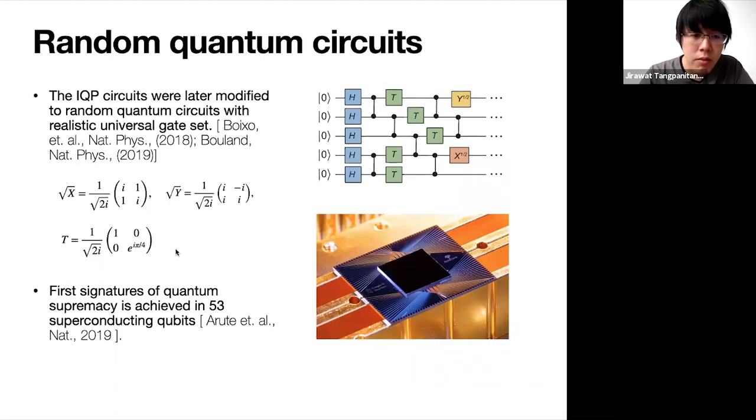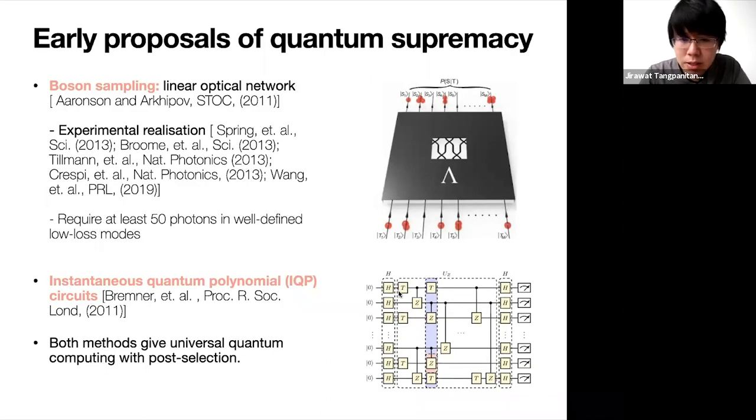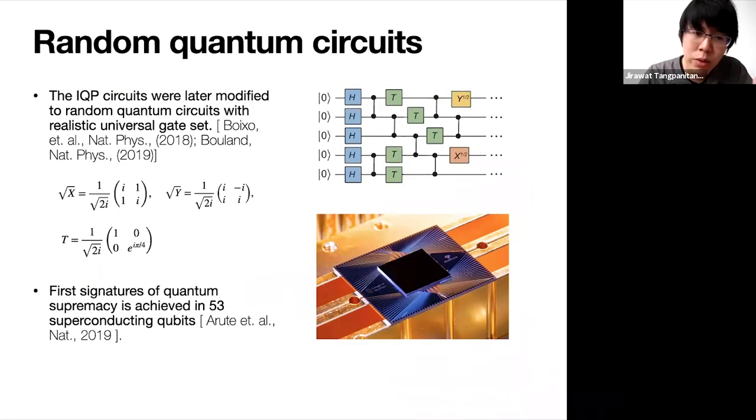Now, the IQP circuit is not that easy to implement, as you can see, because it has long-range interactions and also two-qubit, three-qubit, four-qubit gates involved. So later on, it was modified to a more realistic set of gates, which is just nearest neighbor and the Pauli matrix square root of X, square root of Y and T gate, by Boixo. And this proposal was later realized in 53 superconducting qubits last year.